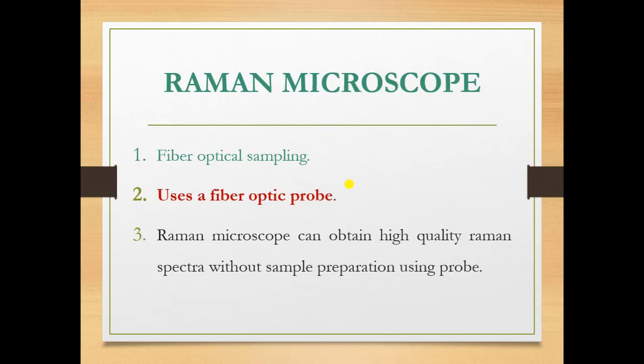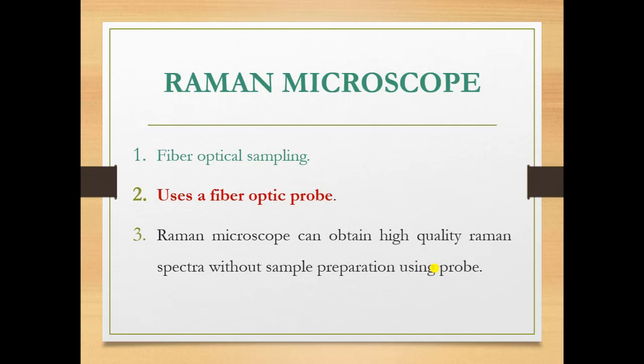But in a fiber optical sampling, we have to apply the fiber optic probe. That means we have to immerse the fiber optic probe into the liquid sample, or we can say the solid. Now the Raman spectroscope can obtain high quality Raman spectra without sample preparation using the probe. Since we are using the probe, we are directly measuring the sample, so there is no sample preparation, even at the picogram or nanogram level. So it is more advantageous.